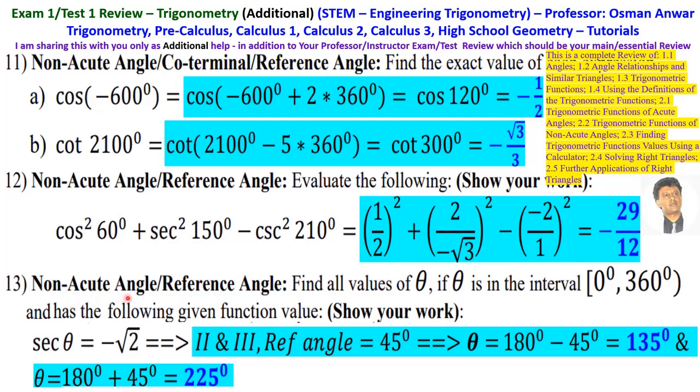Number 13 is non-acute angle, reference angle. So if sec theta is equal to minus square root of 2, then find the angles. So sec is negative in the second and the third quadrant. The reference angles are 45 degree. Then theta in the second quadrant is 180 minus 45 degree, which is 135. And in the third quadrant it is 180 degree plus the 45, the reference angle, which equals 225.